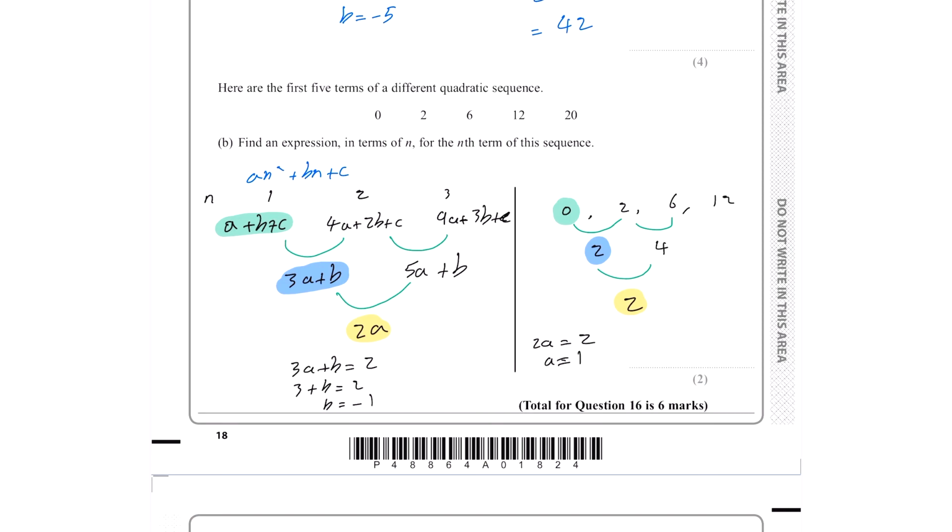We know that A is 1, B is minus 1. That already gives us a 0, so that means C must be 0. So if we now come back over to this equation up here, we now know that A is 1, so we have n squared. We know that B is minus 1, so that's minus n, and we know that C is 0, so your answer is n squared minus n. Hopefully you can see that highlighting this with the highlighter has made it a little bit easier to follow.